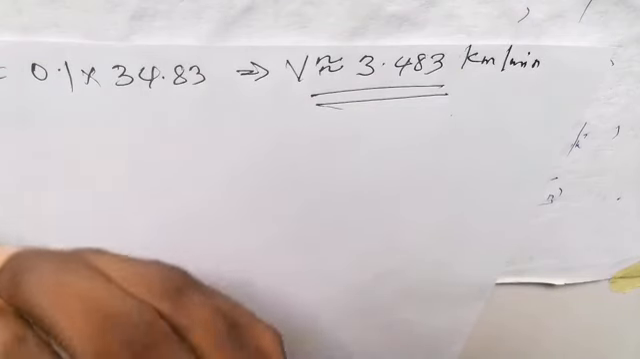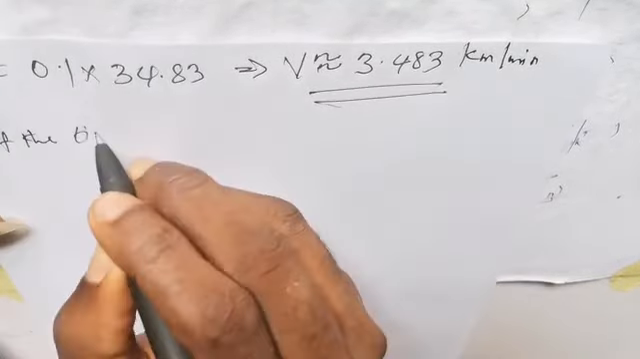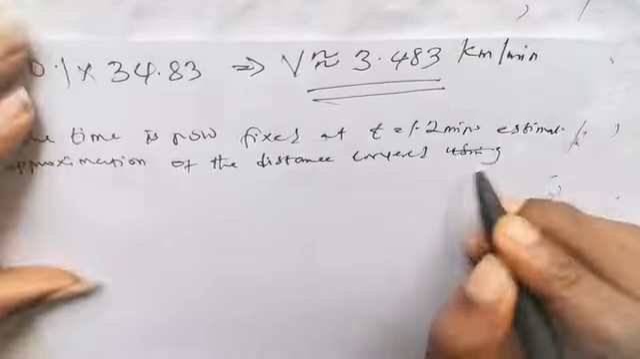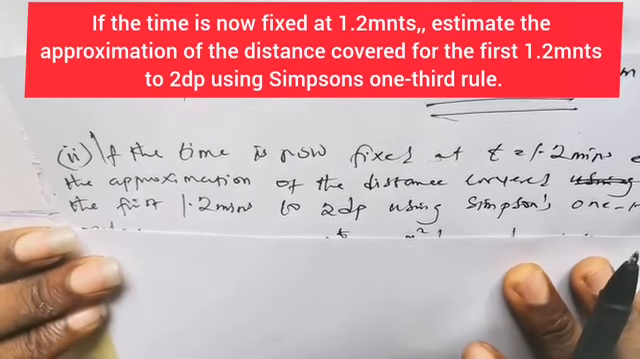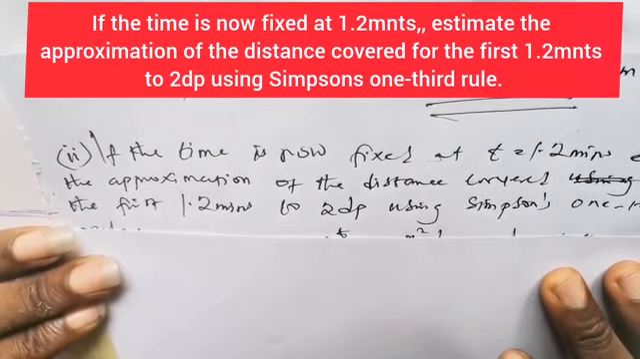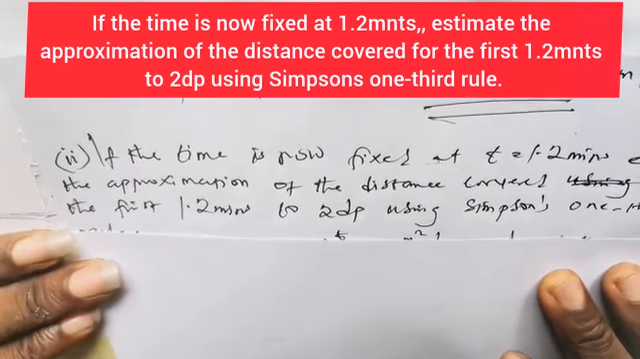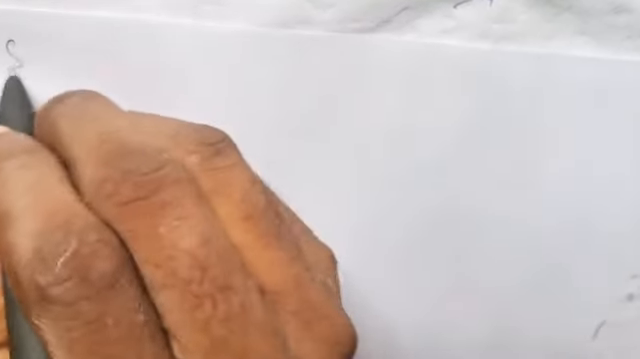The second part of the question says: if the time is now fixed at t equals 1.2 minutes, estimate the approximation of the distance covered in the first 1.2 minutes to 2 decimal places using Simpson's 1/3 rule. We start by stating Simpson's 1/3 rule.